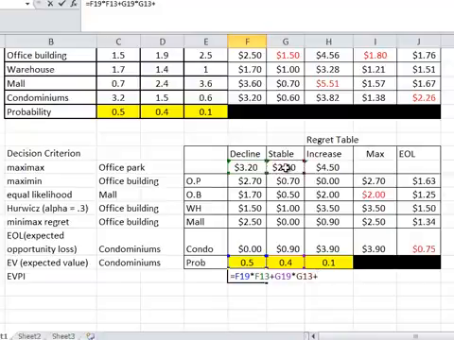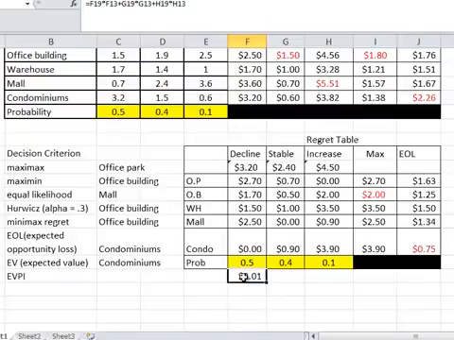In the end, what if fortune teller says, okay, the interest rate is going to go up? Probability of that, 10% chance. What are we going to do? We're going to choose Office Park, which gives us a profit of $4.5 million. We get $3.01 million. This is the expected value with perfect information.